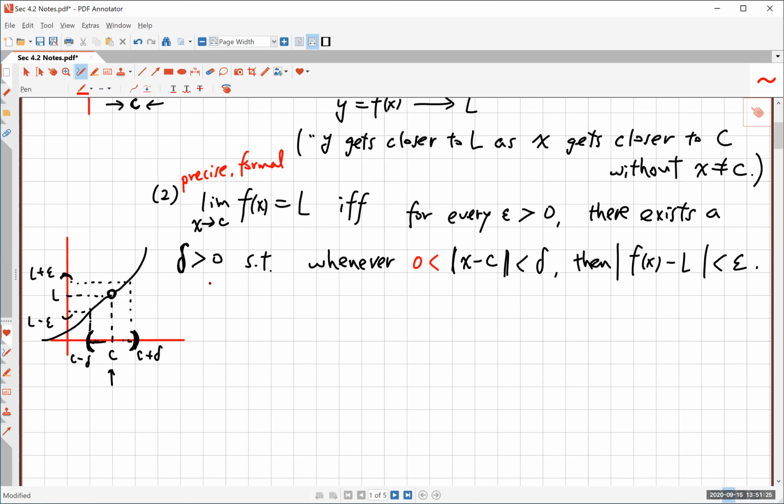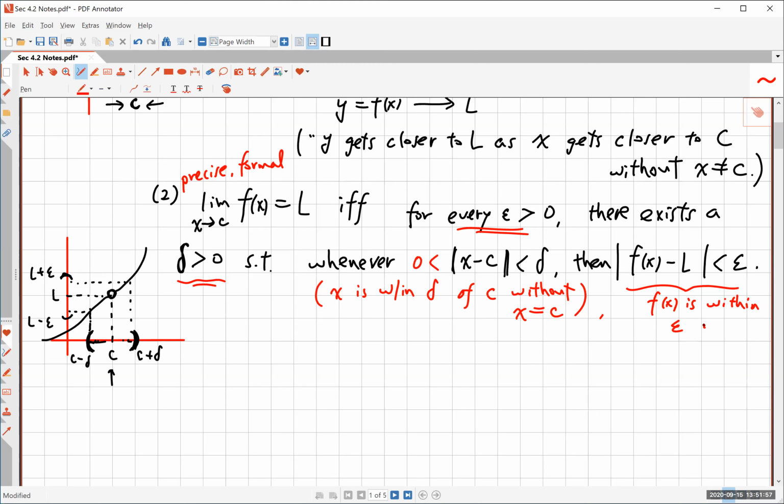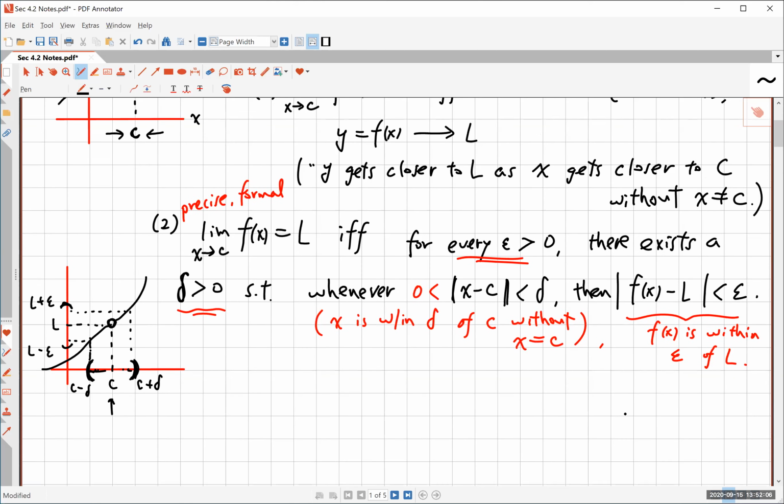So what this says is, can you find, for every epsilon, a delta so that, as long as x is within delta distance of c without x equals c, then whenever this happens, f of x is within epsilon units of L. And so if this condition is satisfied, we say the limit exists. You don't need to know this, I'm not going to ask you this on your test or anything, okay?